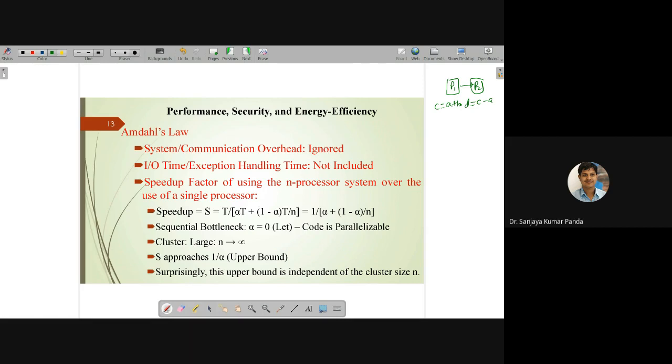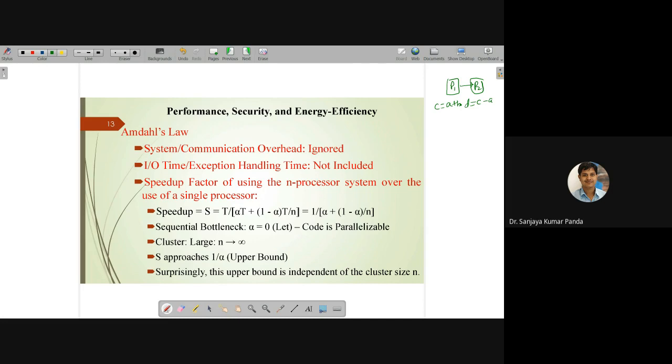Sometimes the user is giving input, which is called input-output overhead. Sometimes abnormal things can occur in your program. It may create some kind of exceptions. Such times also take time, right? They are also taking time. So that also we have not included while considering this law.